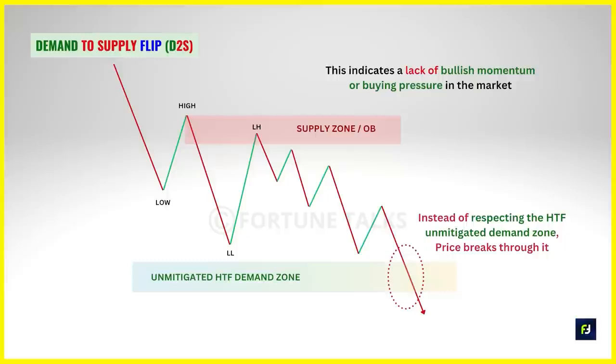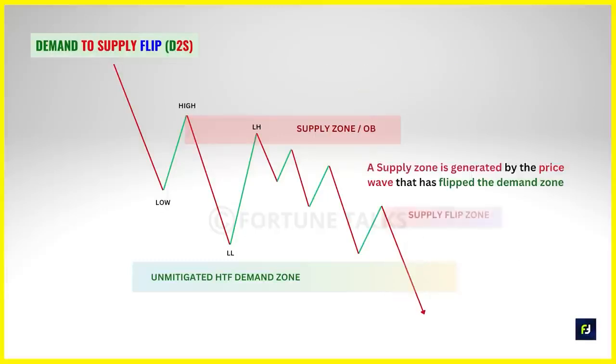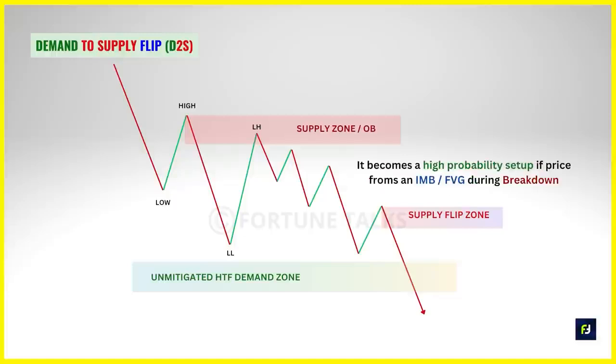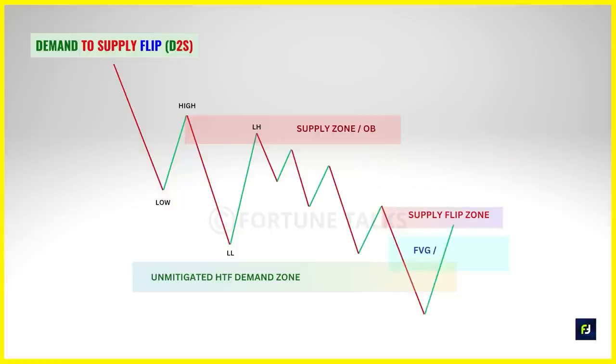This creates a perfect supply zone that is generated by the price wave that flipped the demand zone to the downside. So the new supply flip zone can be marked as the extreme candle in the price wave that caused the break below the unmitigated demand zone. In this case also, price needs to form an imbalance or inefficiency during the breakout price move. Typically, after such a flip pattern occurs, the price may retrace back to our flip zone to fill the inefficiency and thereby even mitigate the supply flip zone before resuming its bearish movement.